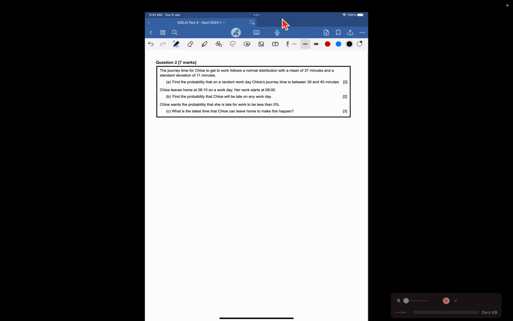Okay then, so here's journey time on the x-axis. I'm going to call this t for time. It follows a normal distribution, so I'm going to draw just a rough shape of a normal distribution. We're going to put a little dashed line where the mean is, and I think we'll highlight the mean is 37 and the standard deviation is 11. So mean is 37, and we'll just make a little note here, standard deviation is 11.